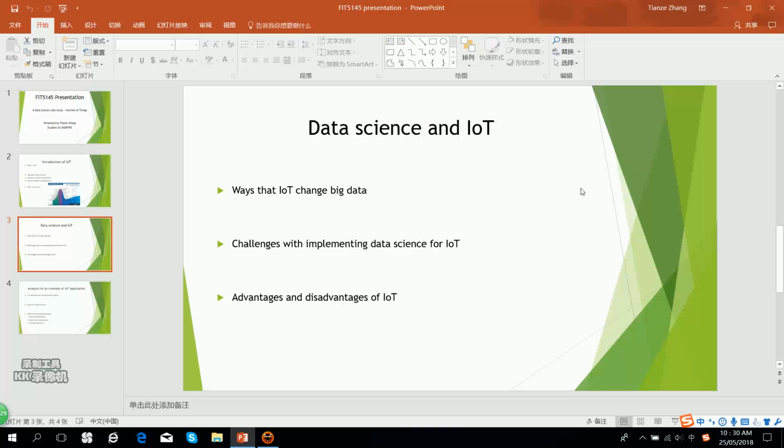Second, the traditional database is not suitable for the data collected by IoT devices, because the data is unstructured, which means it cannot be easily stored in a traditional database management system with tables and relations. So data scientists can use NoSQL databases to organize the data in their own ways to make the data usable.